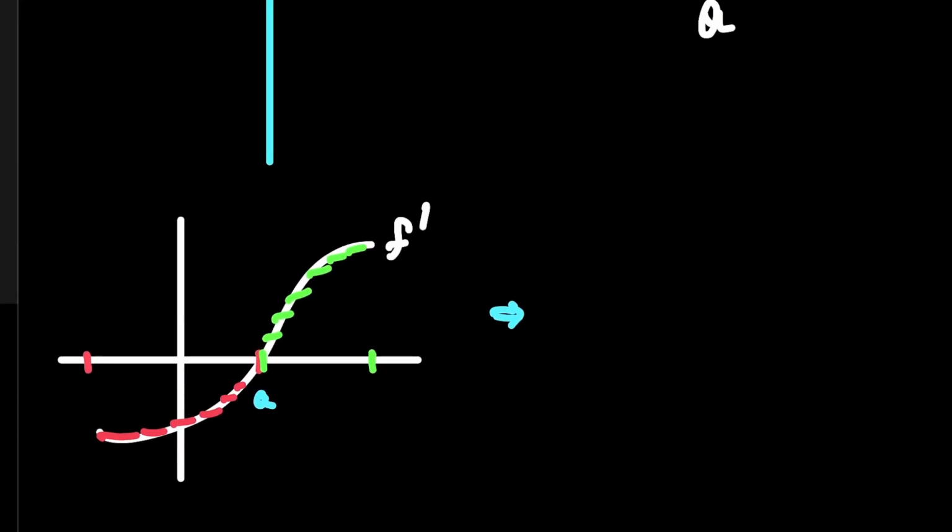f is doing something like this, where it's decreasing to a certain point and then increasing away from that point, where this is x equals a. It's doing something like this. All right, and this is my function f. We can pull that from, again, the output of f prime.